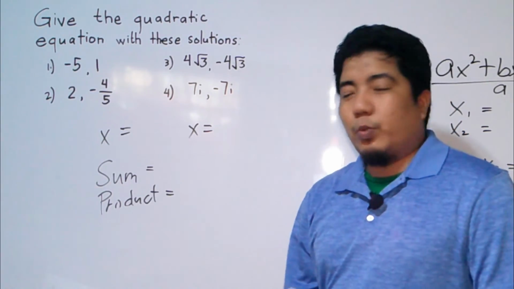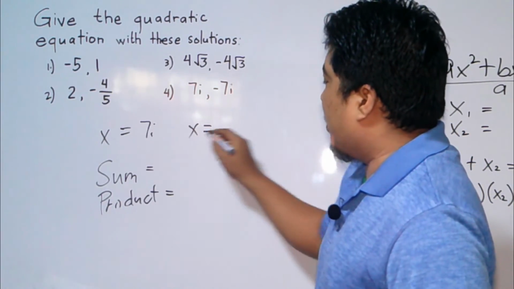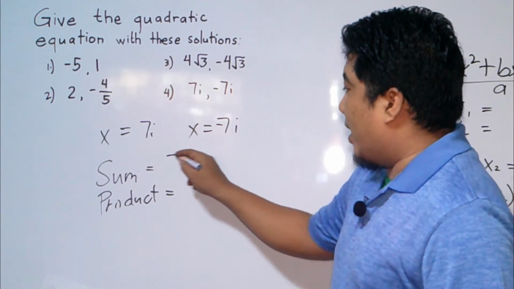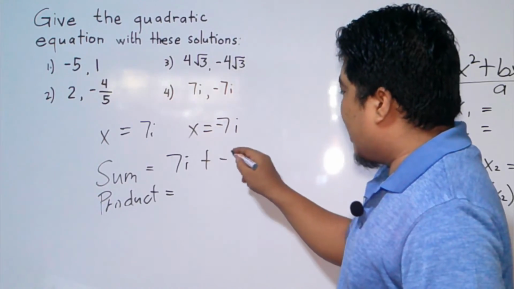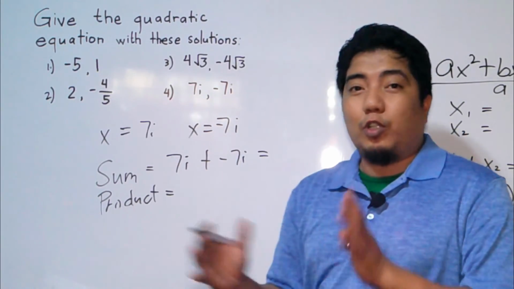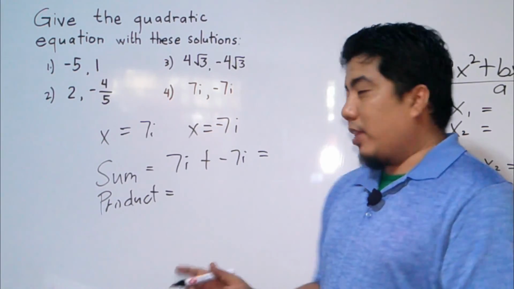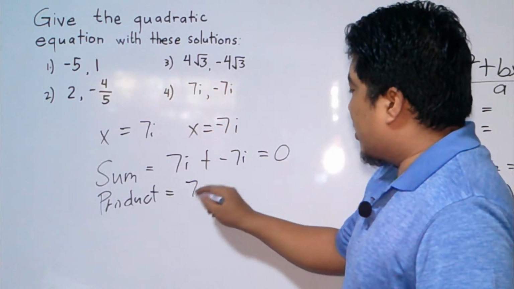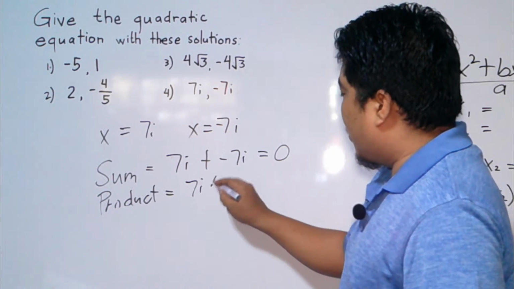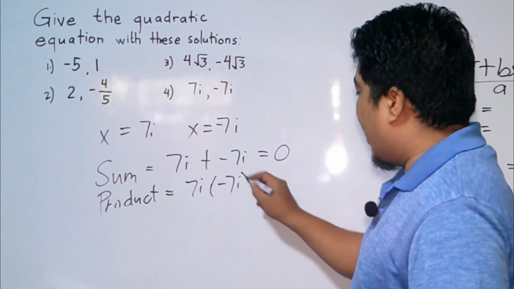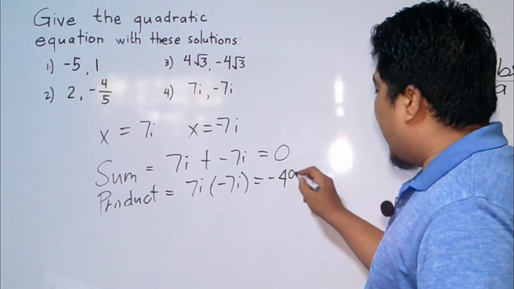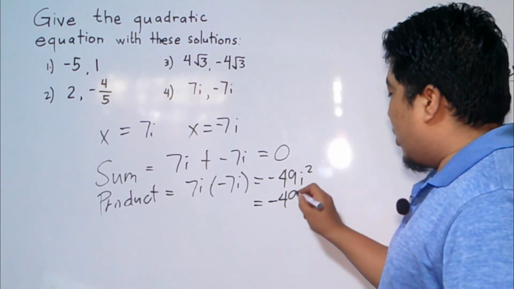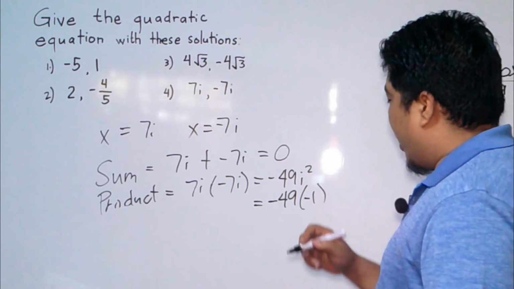And now, math learners, we are down to our final example, that is 7i and negative 7i. First we add them. 7i plus negative 7i. Remember, the answer for two opposite numbers added together is always 0. Then we go to the product. So 7i times, or you can use this one, negative 7i. That will give us negative 49i squared. Remember that i squared is equal to negative 1.